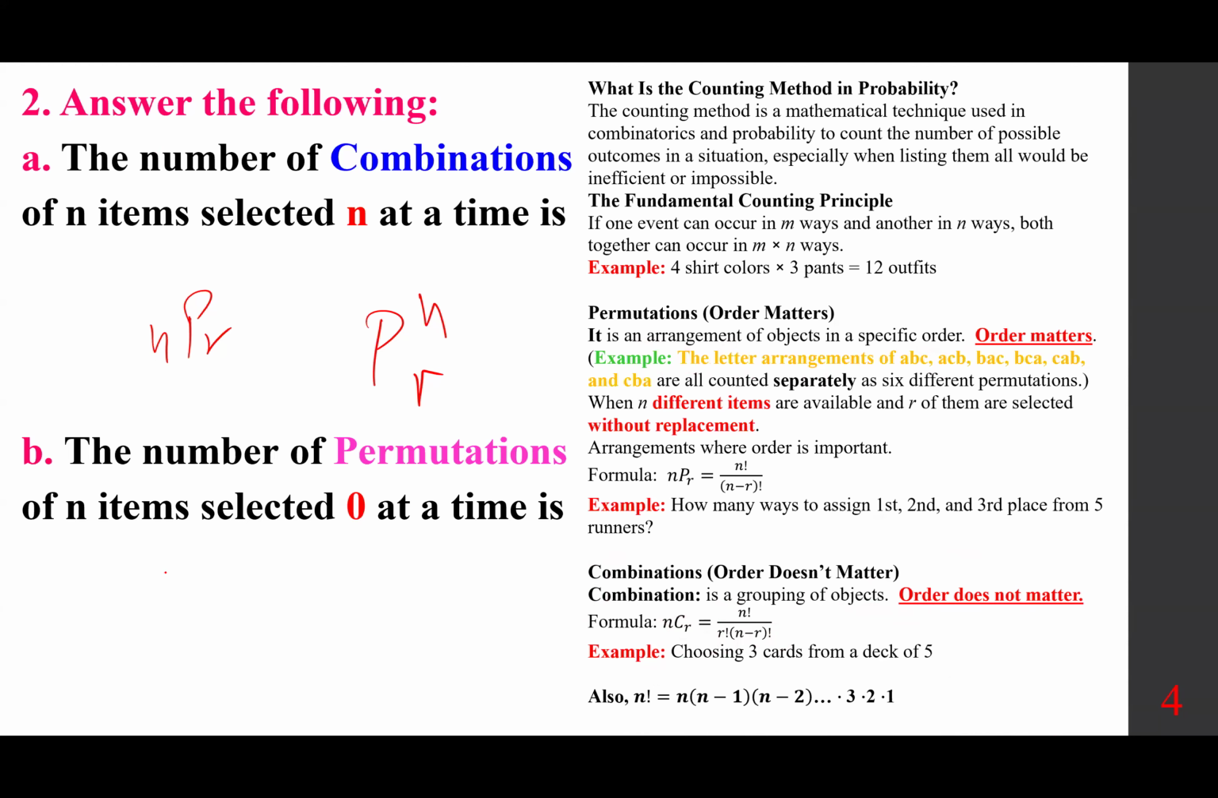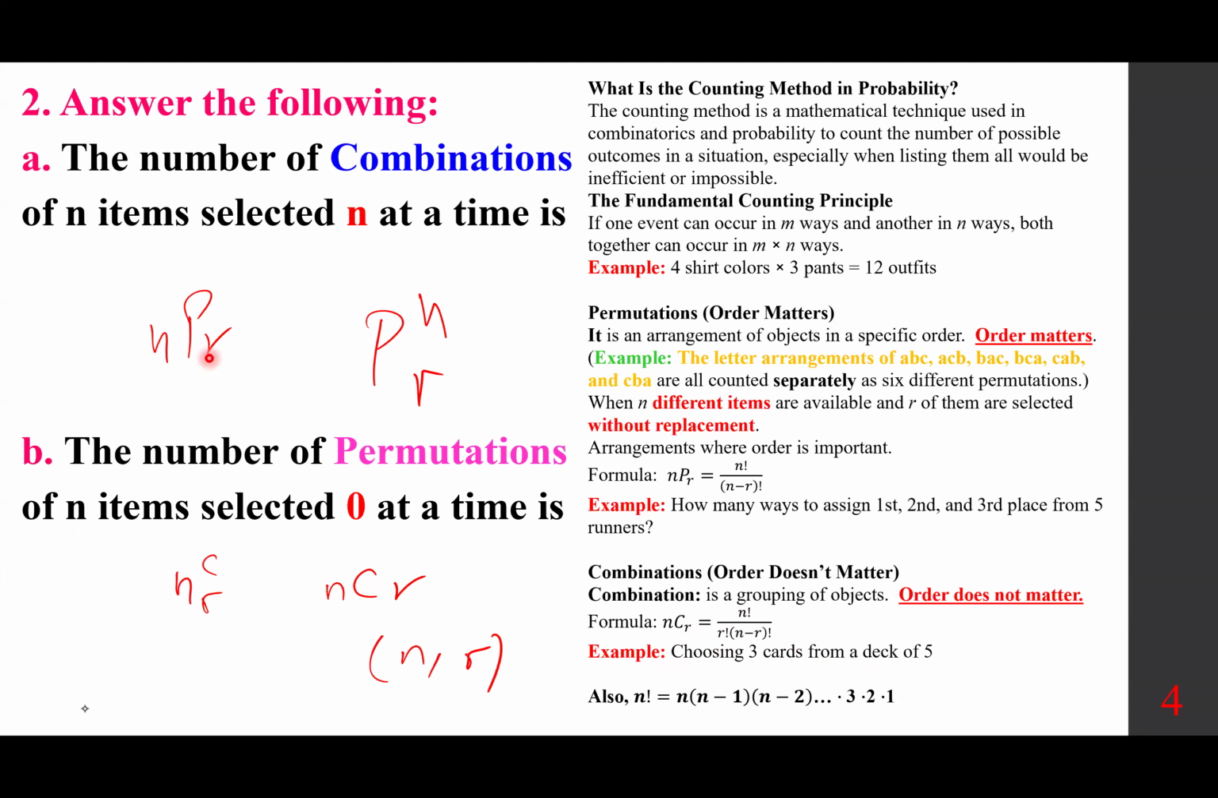Notation, we have nCr like this, or nCr like this, or even a parenthesis n comma r, just in case if you come across, and all of them mean the same thing. So as we mentioned, formula is combination of n choose r, n factorial over r factorial times n minus r factorial. Example, choosing 3 cards from a deck of 5. Order is not important. As it was mentioned, of course, n factorial is n times n minus 1 times n minus 2, so on and so forth.